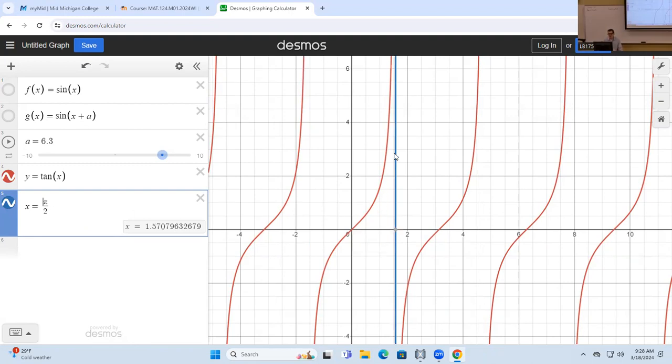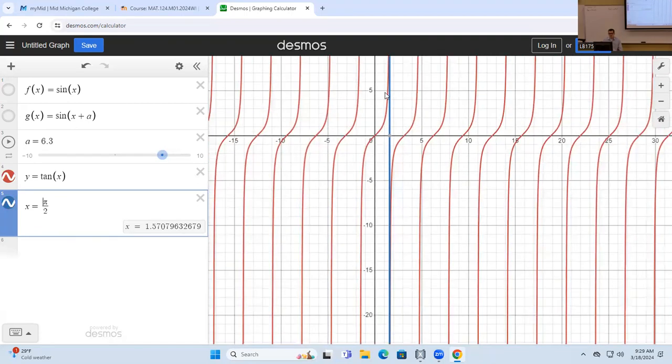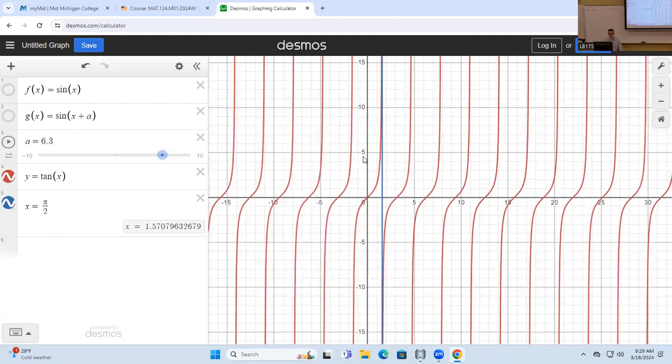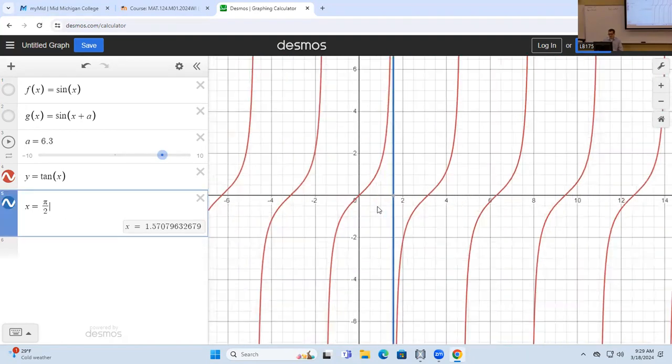So we get lots and lots of asymptotes with tangent. And as you can see, while sine and cosine had maximum and minimum y values of 1 and negative 1, tangent goes off to infinity, and goes down to negative infinity. All right. Now let's take a look at, I'll zoom in a little bit.